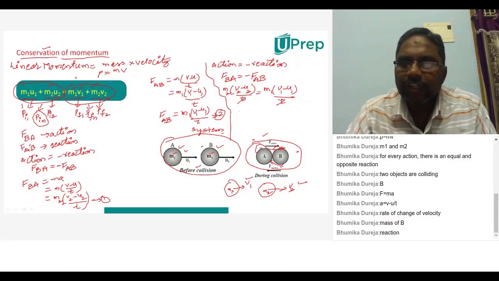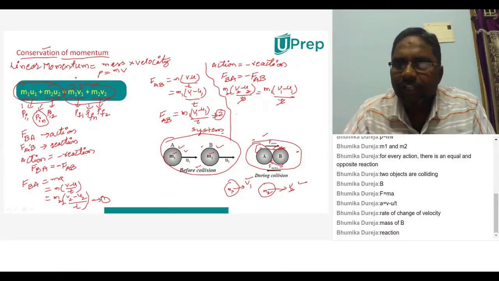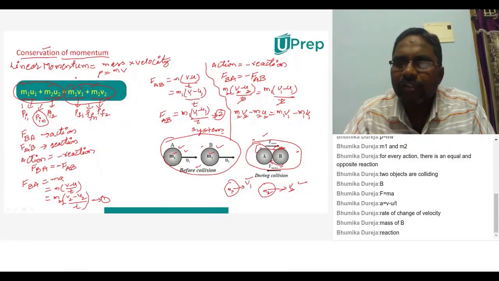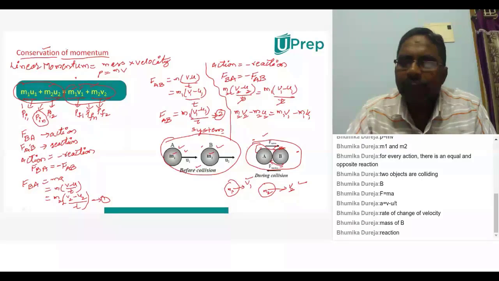And after cancelling, what terms are there? Let us write down them. M2 V2 minus M2 U2 is equal to M1 V1 minus M1 U1. How I got these values? I multiplied M2 with V2 and U2. I multiplied M1 with V1 and U1. So we got this value.